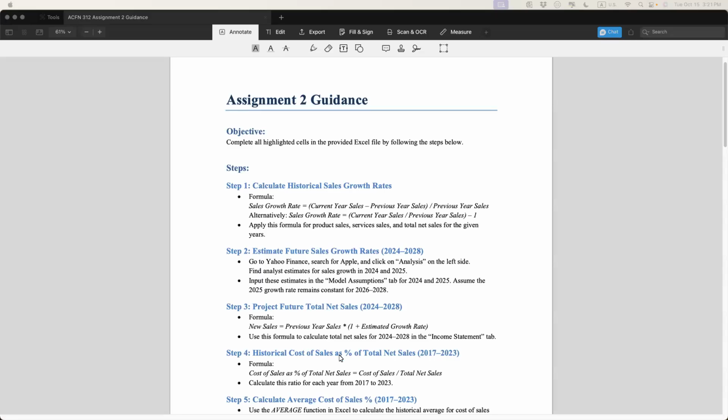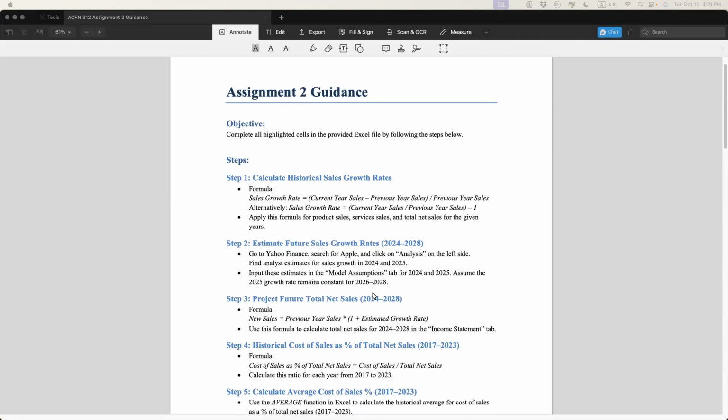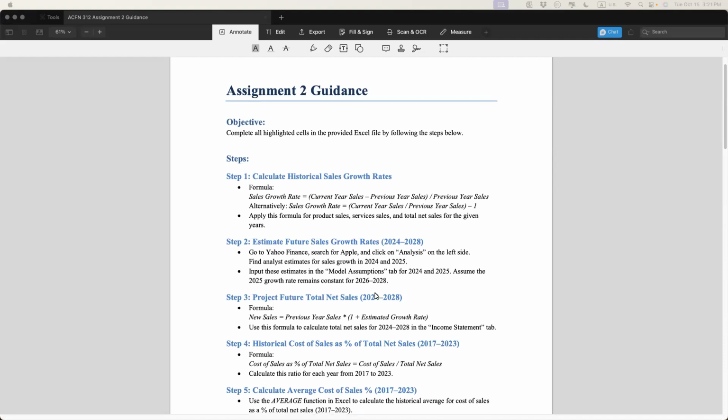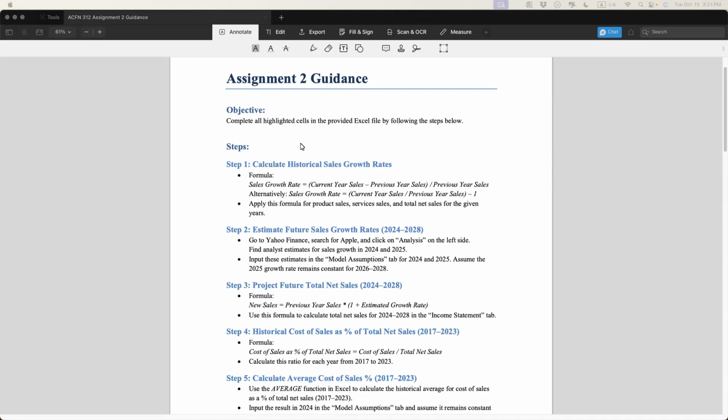Hello, everyone. In this video, I will walk through Assignment 2, which is income statement projections for Apple. Since I already provided you with the guidance file, let's just follow the steps that I provided to solve this assignment. In this assignment, complete all highlighted cells in the provided Excel file by following the steps below.